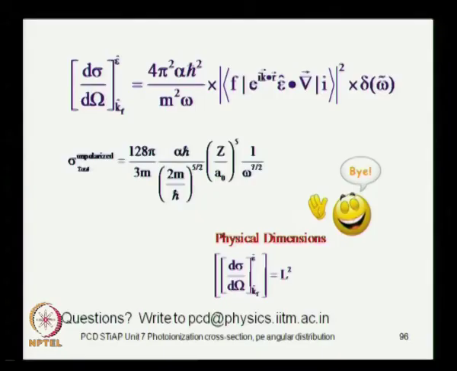So, that will be the topic of discussion for the next class, but the important thing over here is that the total cross section goes as energy to the minus 7 by 2, Z to the 5 and n to the minus 3. So, these are very important results in photoionization physics.